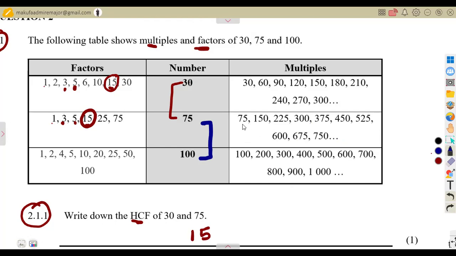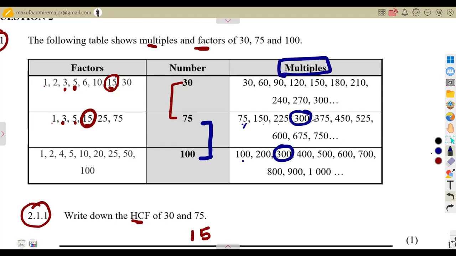So let's check. Is 75 common? We do not have 75 here. 150, we do not have. 225, we do not. So you check which one, the smallest one that you're going to take, which is common. If you check the smallest number common, it was 300. There is also a 300 there. This is the smallest number common on the multiples.